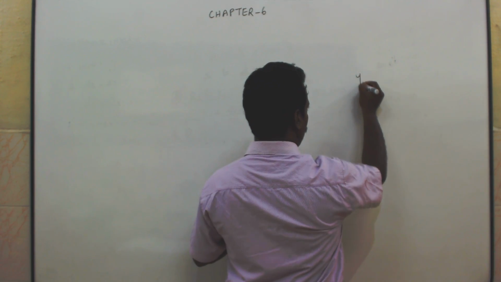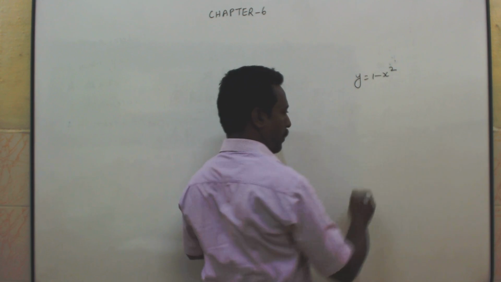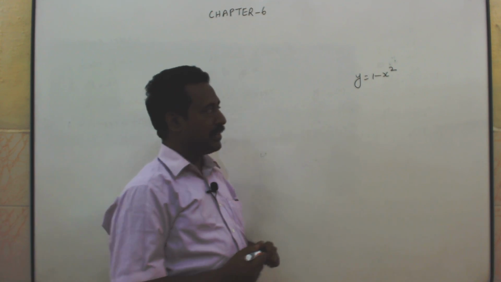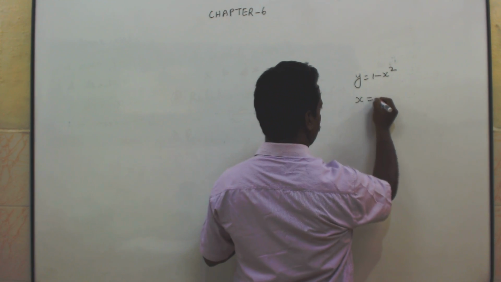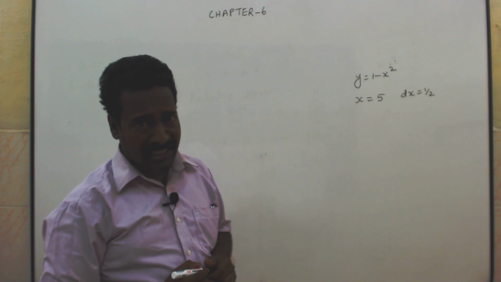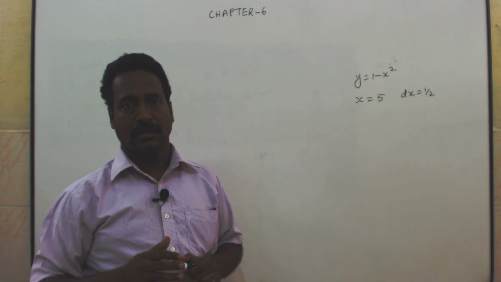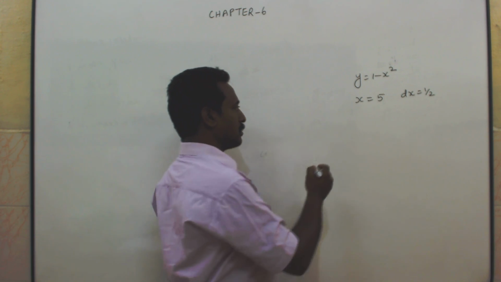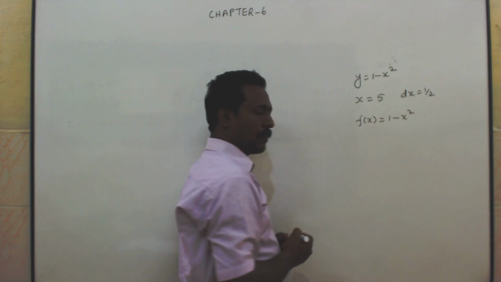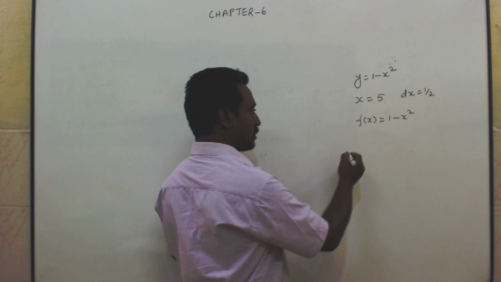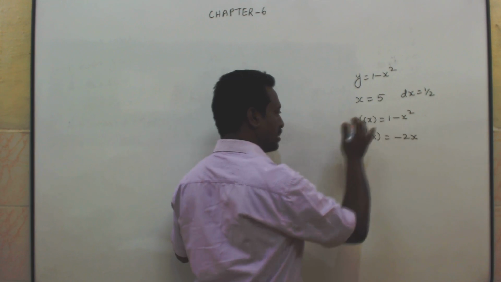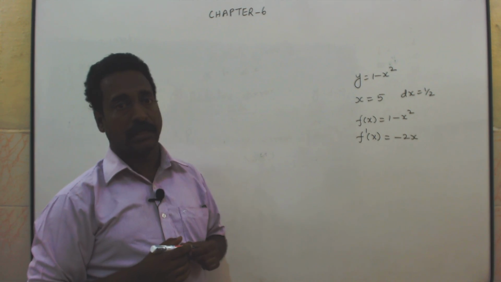Question number 1, y is equal to 1 minus x square. The value of x is 5, dx is 1 by 2. x is equal to 5, dx is equal to 1 by 2. What is the first step? The same method, that is f of x is 1 minus x square, f dash of x is minus 2x, differentiation of 1 is 0, minus x square is minus 2x.